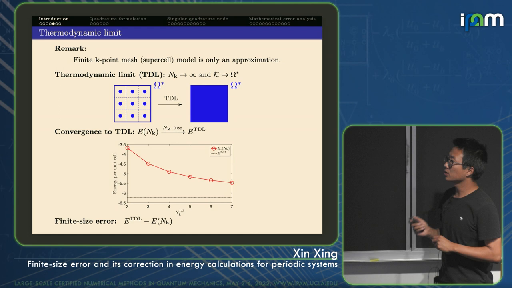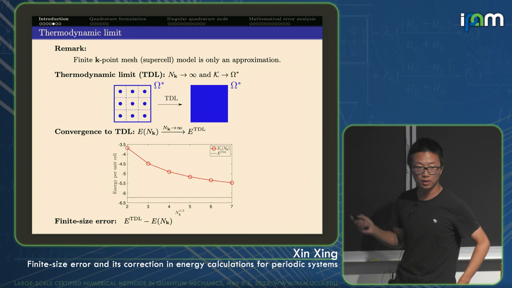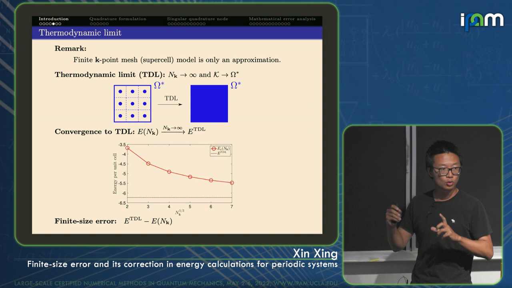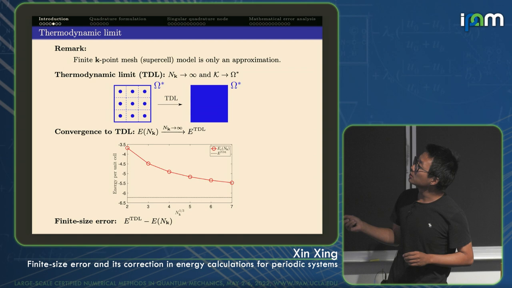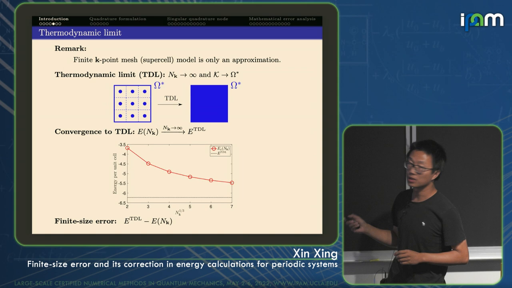And in order to describe this periodic system exactly, what you need to do in the real space is just to expand your supercell to the whole real space to enclose all the electrons in your system. Or correspondingly in the reciprocal space, you need to densify your uniform k-point mesh to fill up the whole first Brillouin zone Omega star. And this limit here is called the thermodynamic limit.